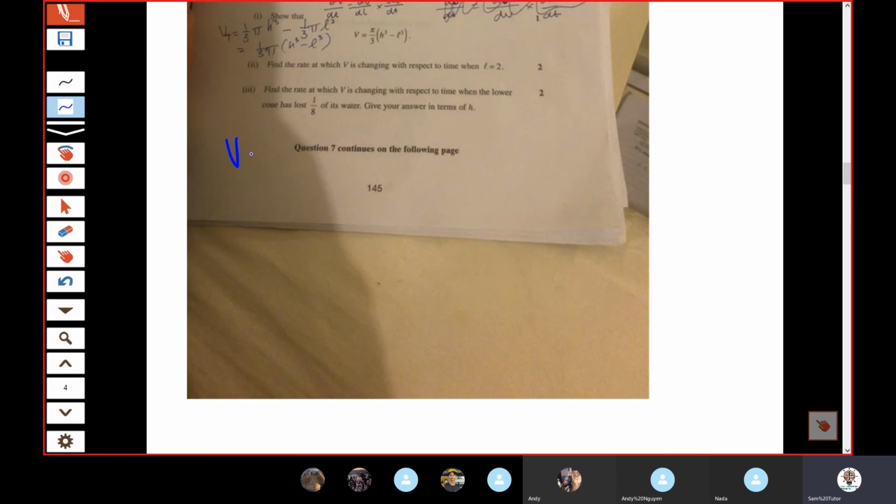Oh, hold on. If I've lost an eighth of the water, doesn't that mean the volume of the bottom cone is equal to an eighth of the bigger cone? Think of it, what I just said there. One more time: if I've lost 1/8 of the water, the volume of the smaller cone is equal to an eighth of the volume of the bigger cone. Now we just found a relationship.